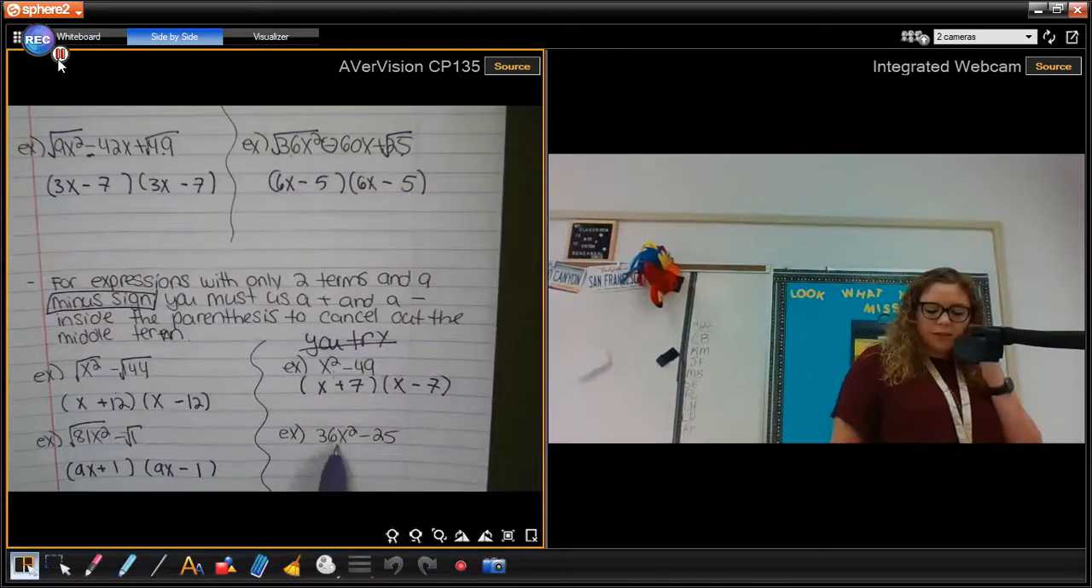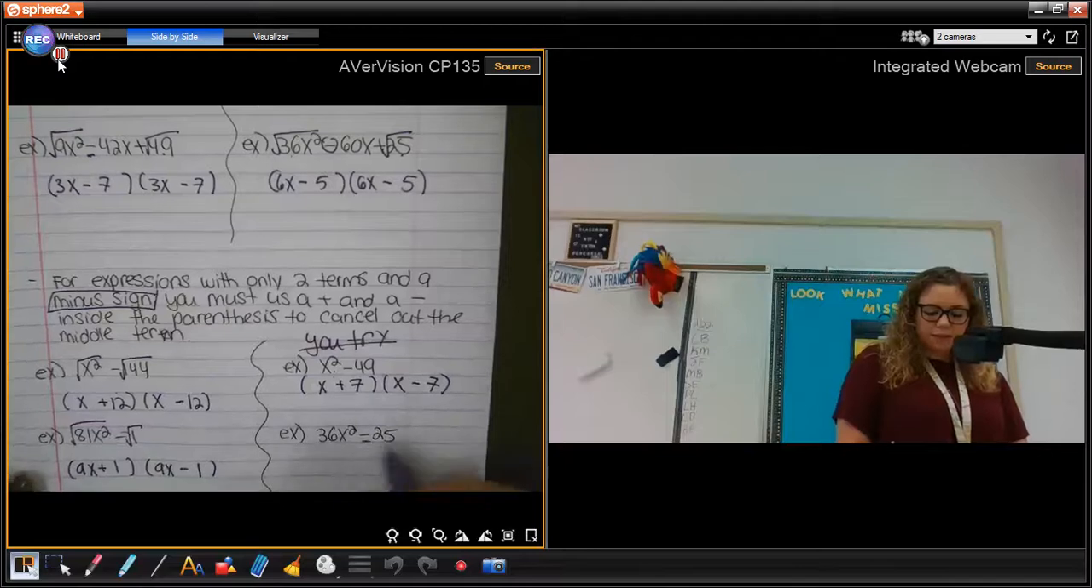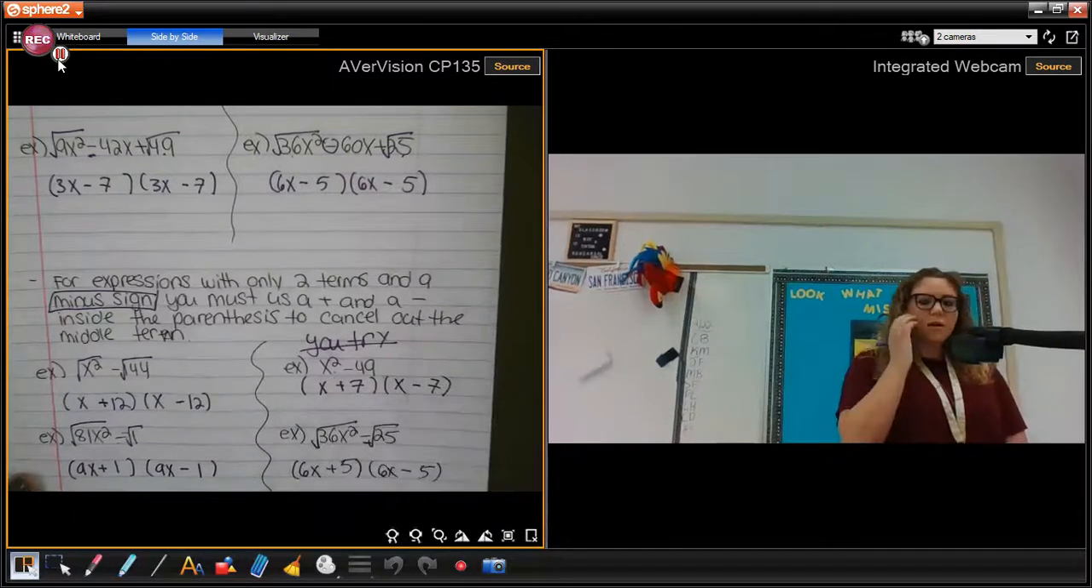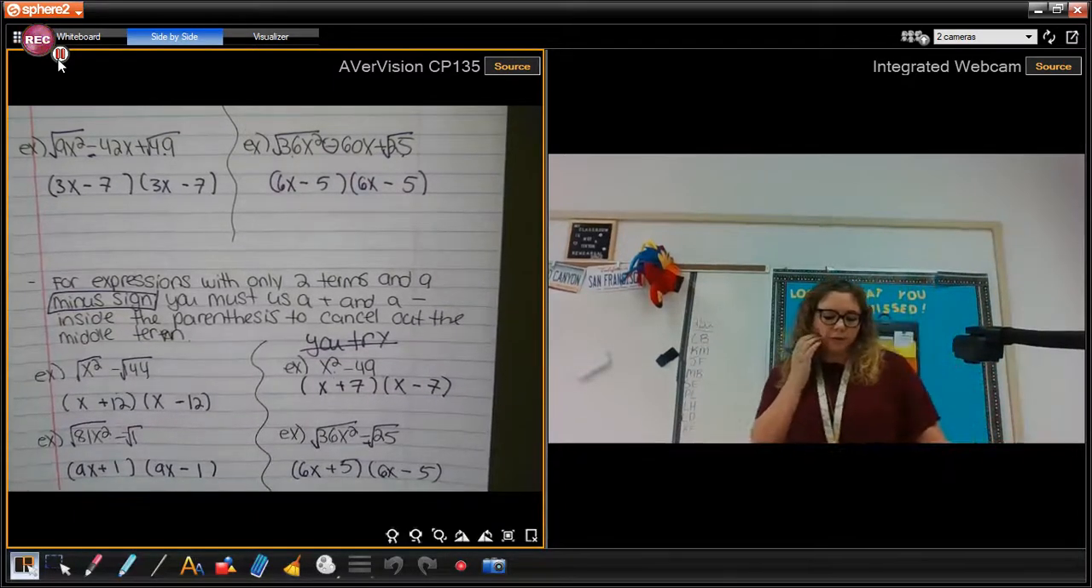So down here, again, I have perfect squares. This is a negative, so I'm going to have one that's positive, one that's negative. Square root of 36x squared is going to give me 6x. Square root of 25 is 5. And that is my answer.